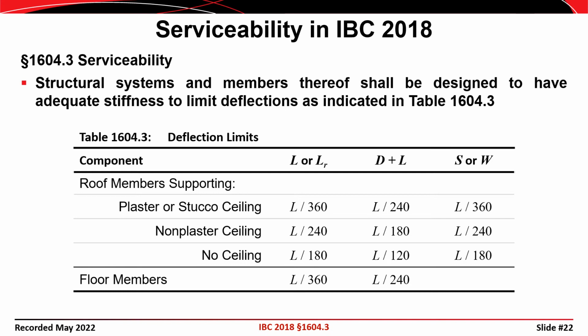We have the deflection of L over 360 if you have a member supporting plaster or stucco, et cetera, et cetera. What's interesting are the loads that are being used to evaluate the deflections. In some cases, we're using the live load or the roof live load. In other cases, we're using both the dead and the live load. And in the third case, you're using the deflection due to snow load or wind load. So there aren't explicit load combinations given, but in this section of IBC, it alludes to the idea that we're using the service loads or the nominal loads or the loads that we would expect at any arbitrary point in time, with the exception of W, and I'll come back to that in a second.